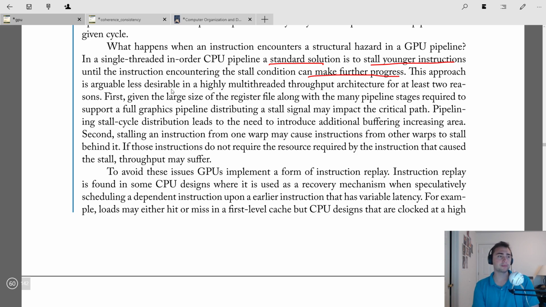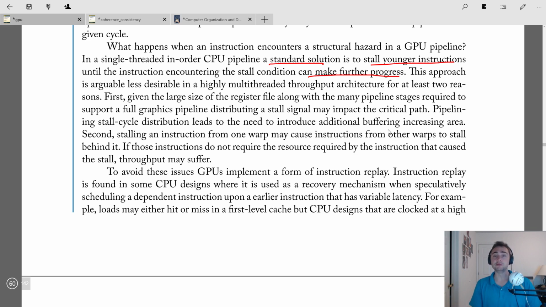So this is okay in CPUs, but for GPUs this isn't a great idea, for two main reasons. The first is the large size of register files, along with the many pipeline stages required to support a full graphics pipeline: distributing a stall signal may impact the critical path, right? And if we're talking about something like graphics, which has quality of service deadlines, we don't want how fast we can process frames to be impacted by a stall. You want your video to be nice and smooth, getting sent out by the GPU, so this is not ideal in that case.